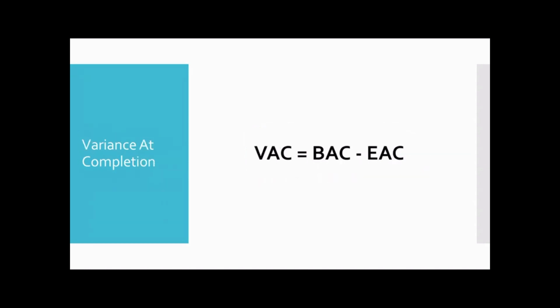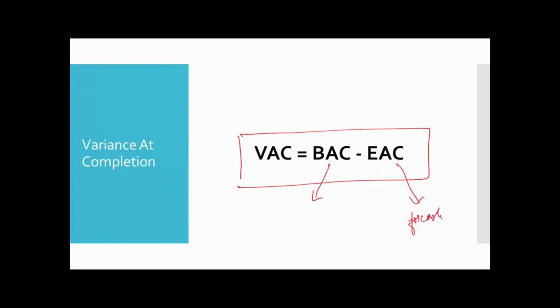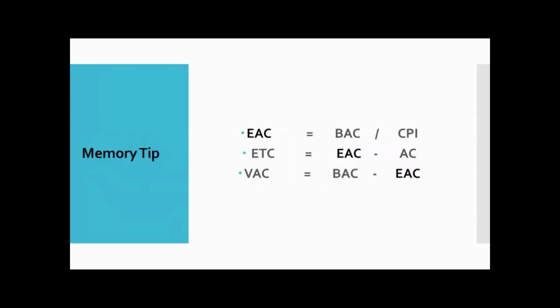Variance at completion, when both EAC and BAC are given, is budget at completion minus estimate at completion. Both have to be given to you. This is variance at completion. Okay. EAC is the forecast or the new estimate. BAC is the actual initial budget.